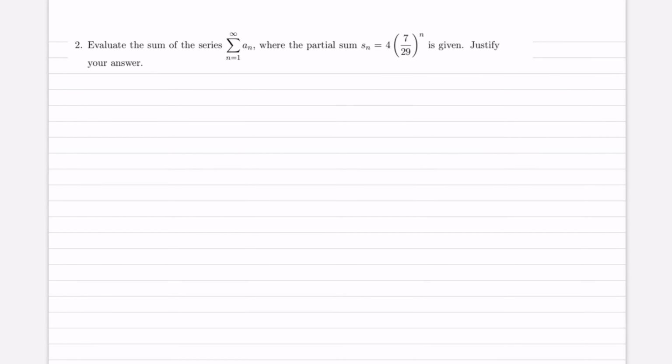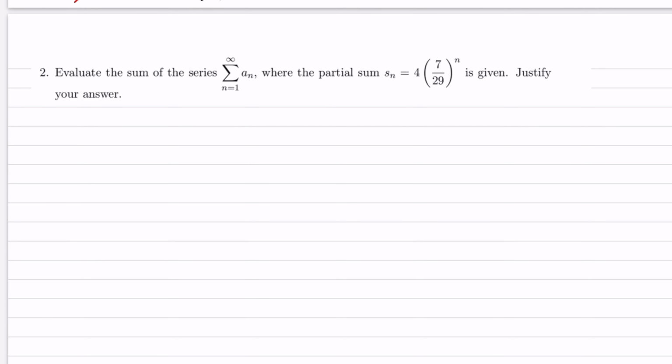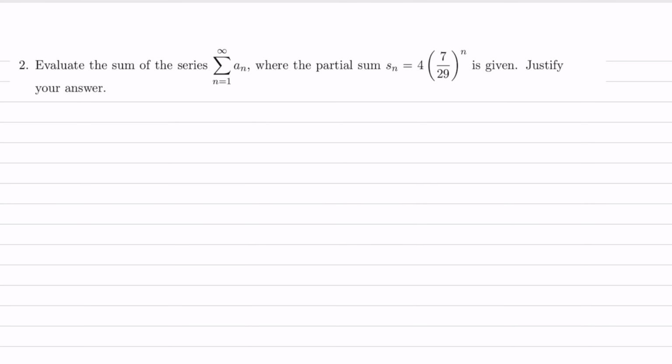Right, so here is the next problem. They said evaluate the sum of the series where the partial sum is given as this. So look at this question. I want everybody to do this question. It says evaluate the sum of the series. So you're given the partial sum of the series to be 4 times 7/29 to the power of n. Now the question for you is to find the summation of an from n to infinity.